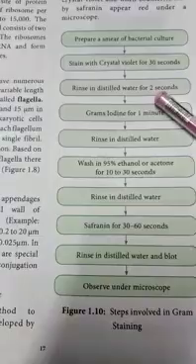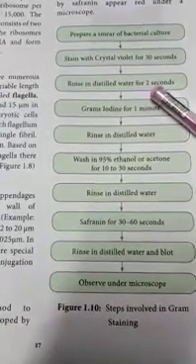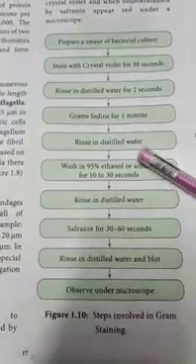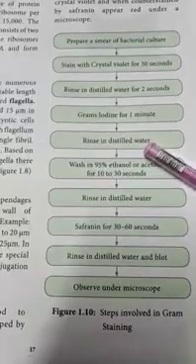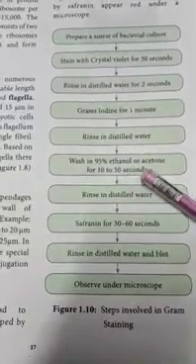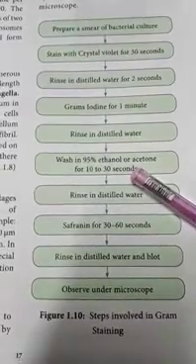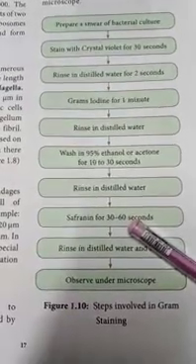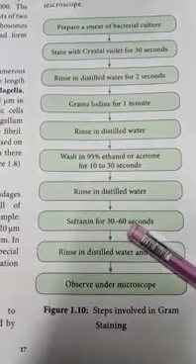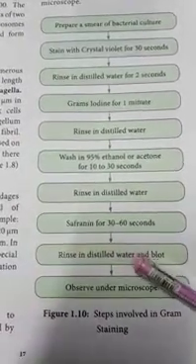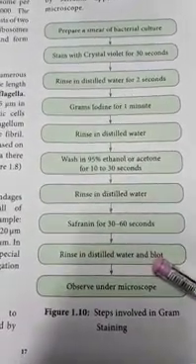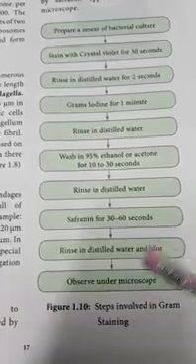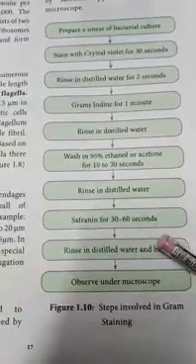Then rinse with distilled water, meaning pure water, for 2 seconds. Then we add the gram's iodine solution and once again rinse the slide with distilled water. Then we add the ethanol or acetone solution for 10 to 30 seconds and again rinse with distilled water. The last step is adding the safranin reagent for 30 to 60 seconds, rinse with distilled water, and blot. Blotting means drying the water, and then we just air dry the slide.